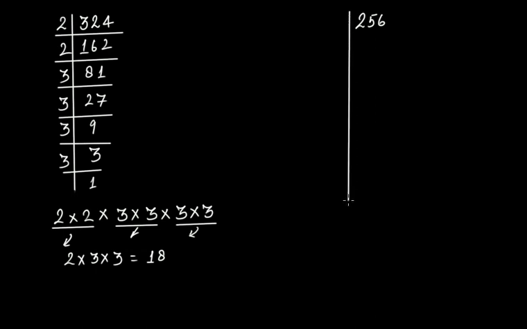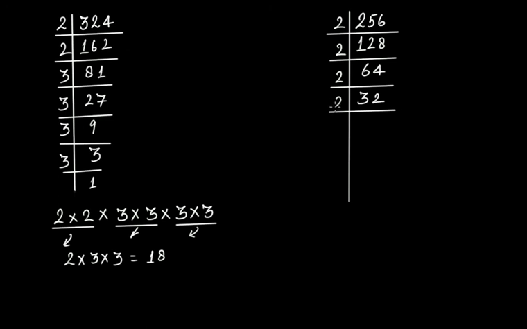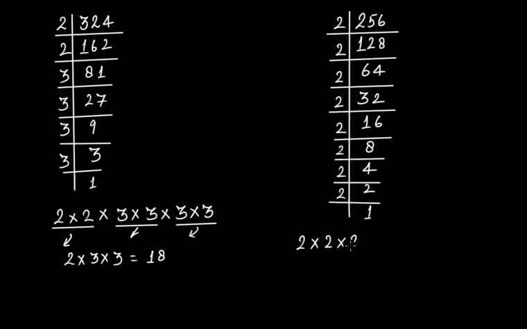Let's check for this 256. So 2, 1, and 128, 64, 32, 16, 8, 4, 2, so 1 2 3 4 5 6 7 and 8.